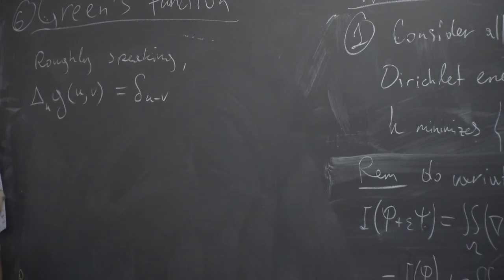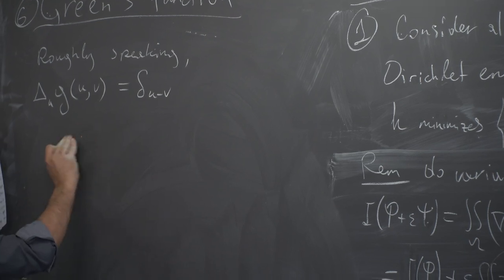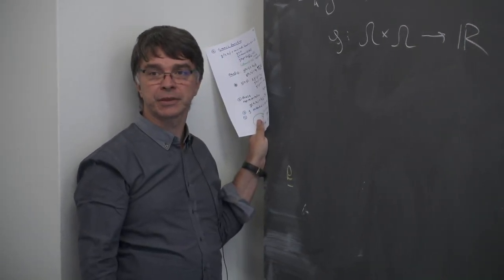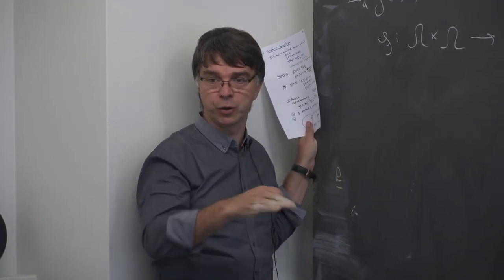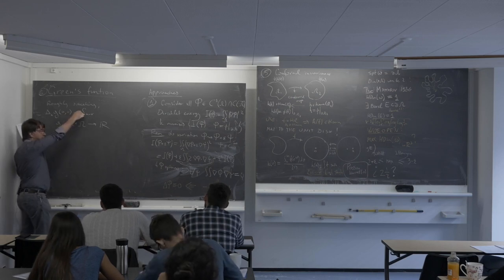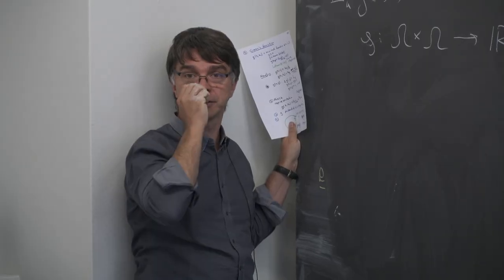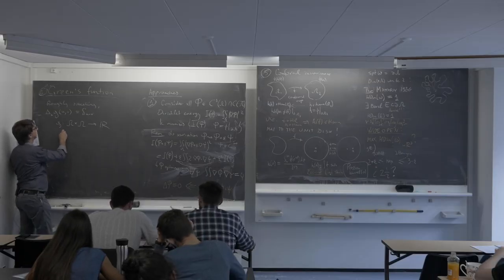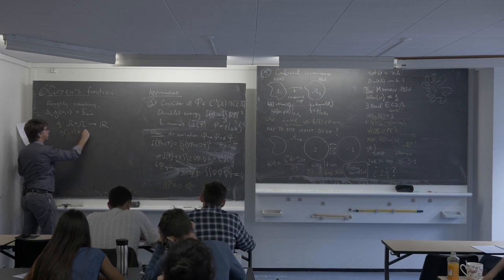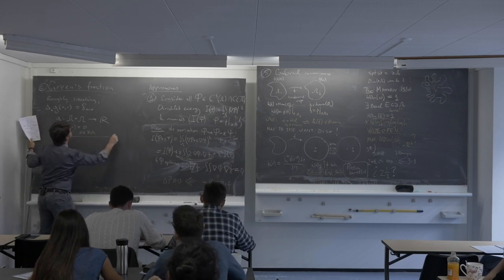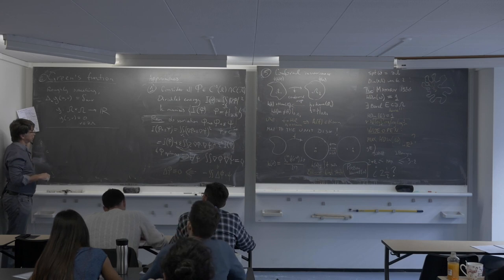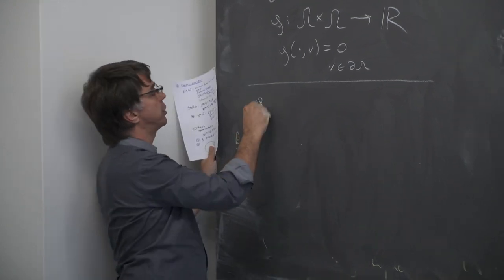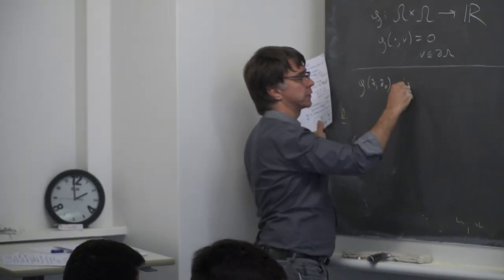So basically it's a function from omega times omega into real numbers, such that it's harmonic in u and in v, but not on the diagonal, where you get delta measure as a Laplacian. And also the other property is that g of u, v is equal to zero if v belongs to the boundary. So that's sort of a rough definition.